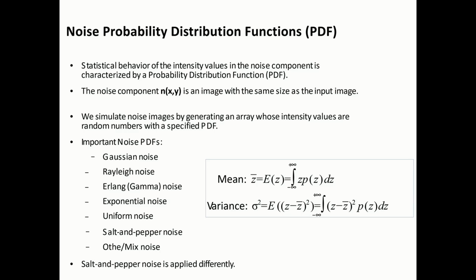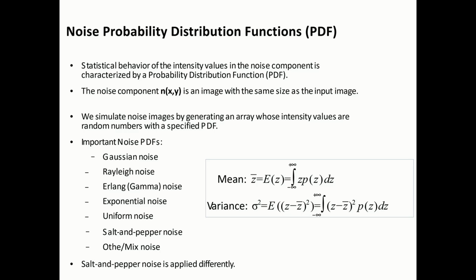If it looks like Rayleigh or gamma or exponential or uniform, every one of these noises has a specific distribution, plus it has a mean and variance. If I know the shape, plus the mean and variance, I can design my filter accordingly. We already defined the mean and the variance.